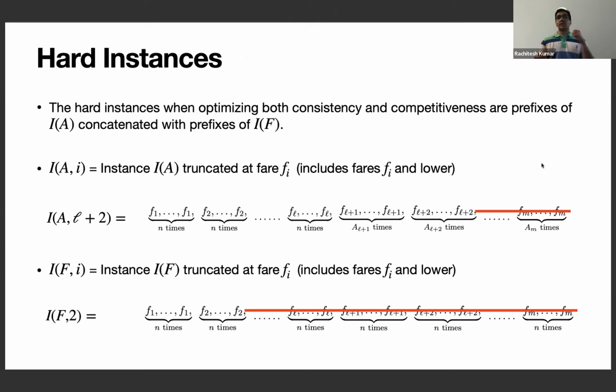It turns out in our setting where you're trying to go for both consistency and competitiveness, the hard instances are prefixes of the hard consistency instance IA concatenated with the prefixes of the hard worst case instance IF. What is a prefix here? It's just a truncation of an instance at a particular fare class. So IAI would be the truncation of the consistency instance IA at fare class I. So IAL plus 2 would be IA truncated at FL plus 2, and IF2 would be just the worst case instance IF truncated at fare F2.